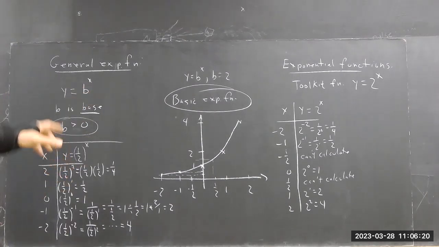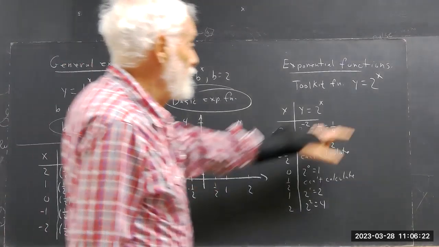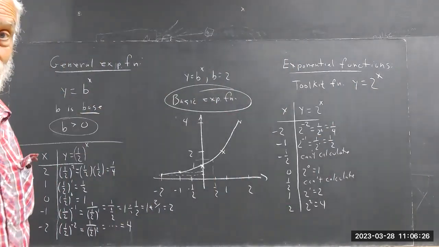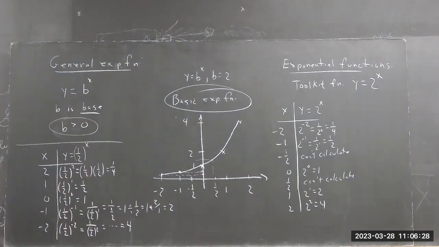The difference between this and this is that instead of 2, we've got b. And b is called the base. And the base has to be greater than 0 because there are a lot of powers that won't work with negative numbers. They don't like the 1/2 power.